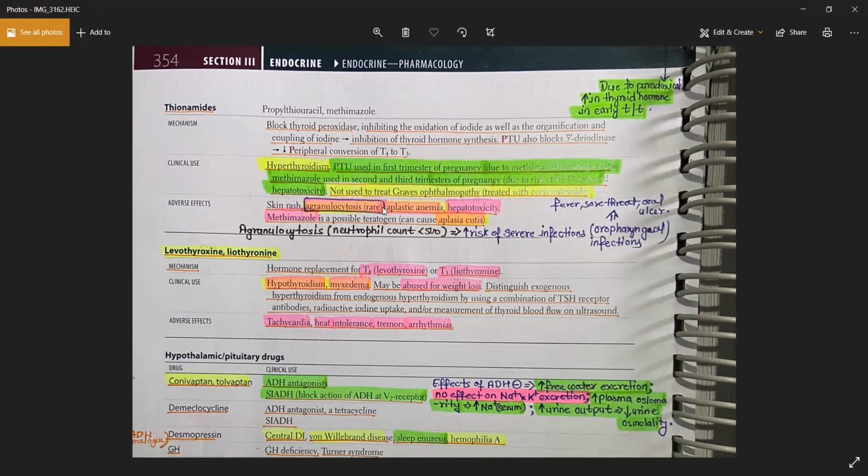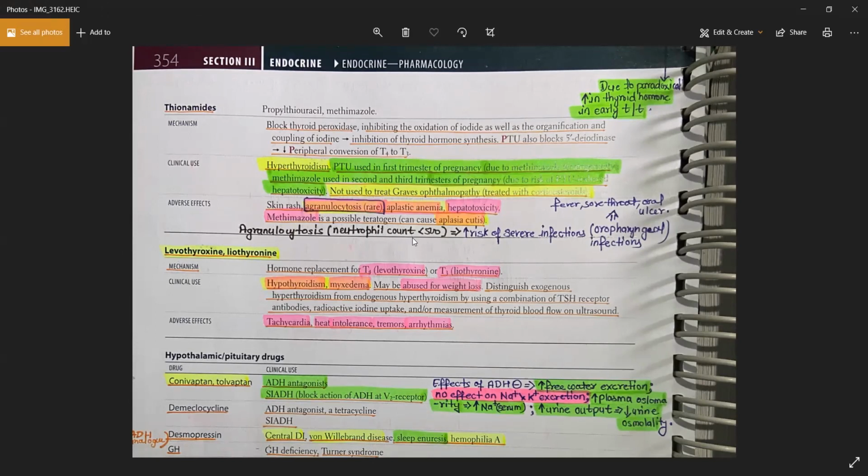Agranulocytosis is a side effect of methimazole, mainly, along with aplastic anemia. Hepatotoxicity is the main side effect of propylthiouracil. And methimazole is a possible teratogen that can also cause aplasia cutis. For agranulocytosis, the neutrophil count will be lower than 500.